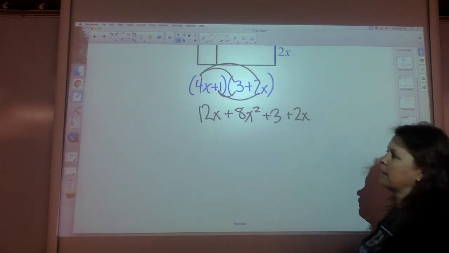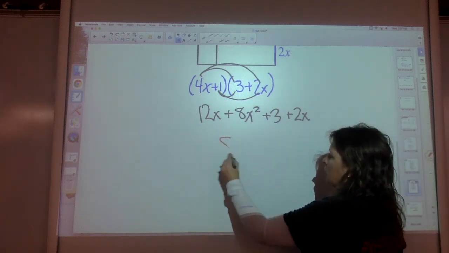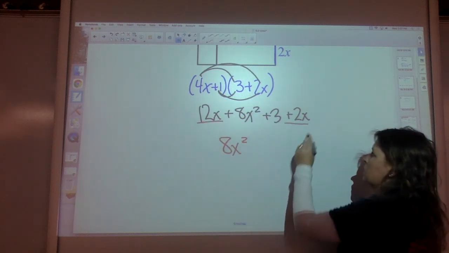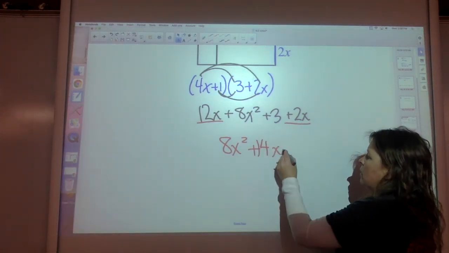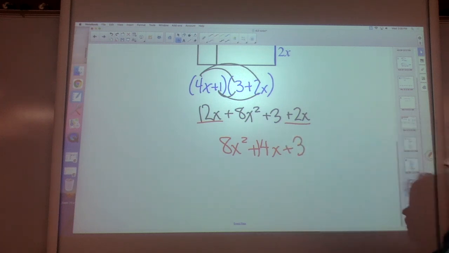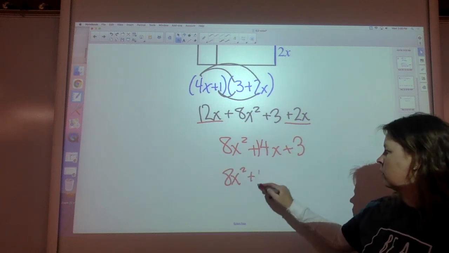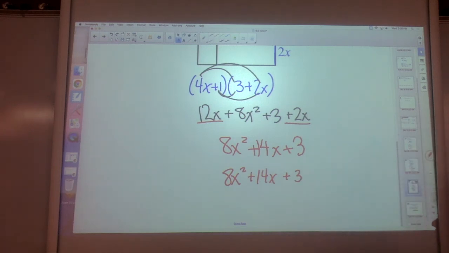You are still going to add like terms, but look at where they are this time. They're not next to each other like they have been every single time. So put your largest degree first. 8x squared is going first. Add your like terms. 12x plus 2x is 14x. And then your constant always goes last, plus 3. Sorry, that's kind of sloppy. That's my left-handed writing. 8x squared plus 14x plus 3. And that's how you distribute two binomials. Good luck.